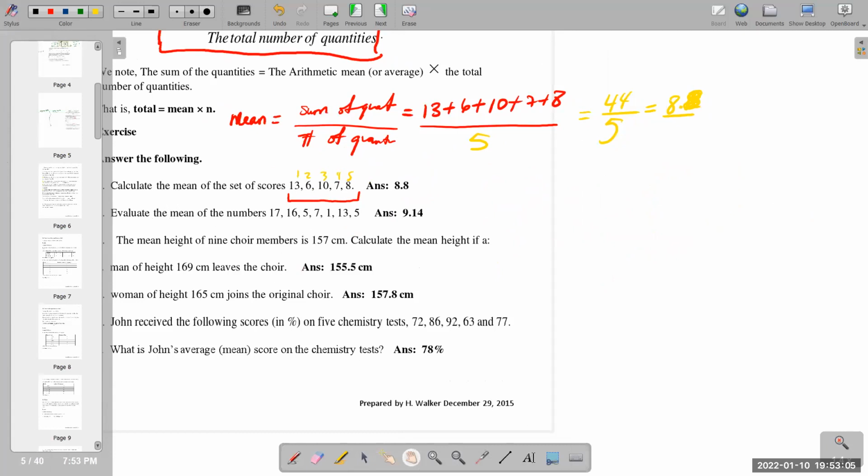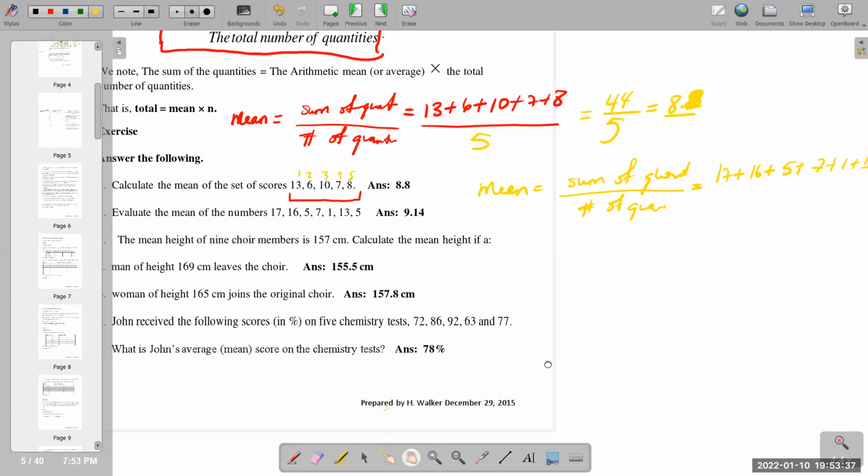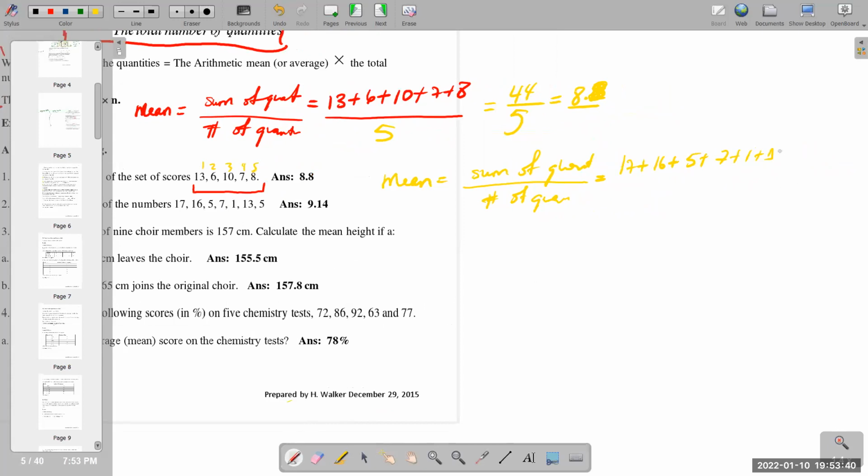Evaluate the mean of the following numbers. So let's go. We add again, so mean equals sum of quantities over number of quantities. So what is my fraction? Should be looking like 17 plus 16 plus 5 plus 7 plus 1 plus 13. That's 13 plus 5 over, what's my denominator?